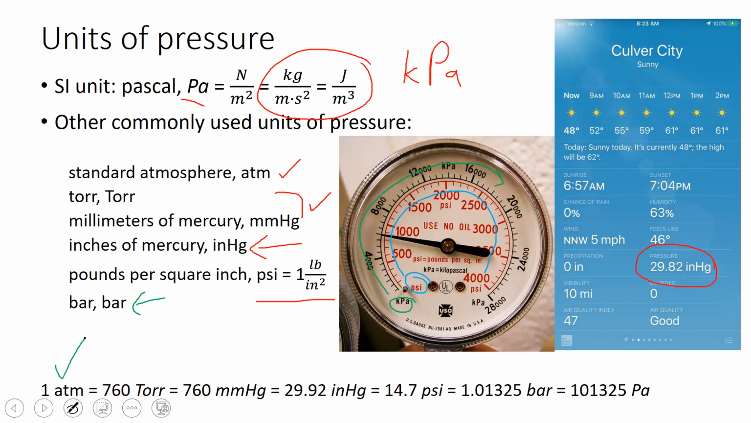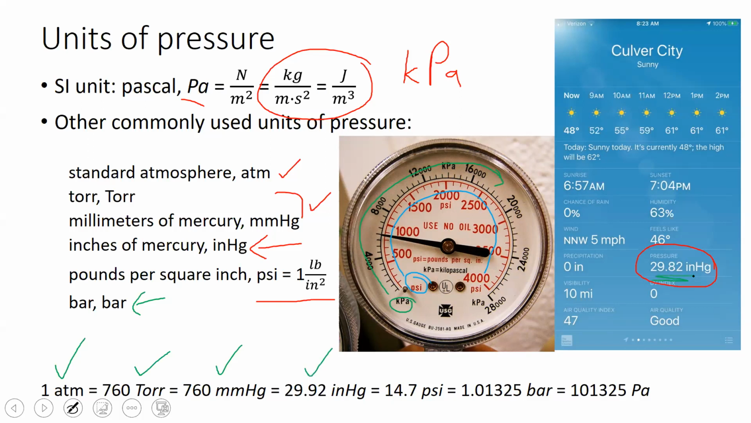So we've got values here, right? 1 atmosphere is standard atmospheric pressure, which is the same as 760 torr, or 760 millimeters of mercury, which is the same as 29.92 inches of mercury.